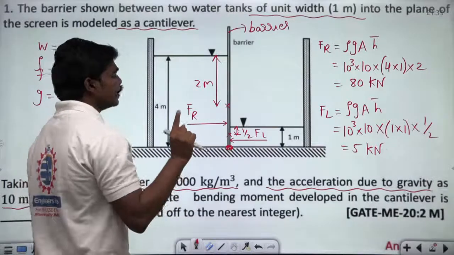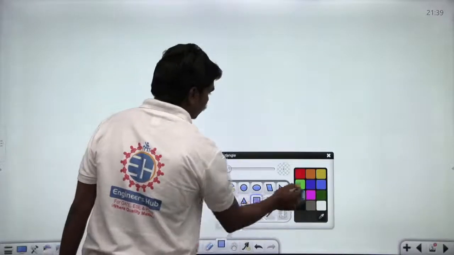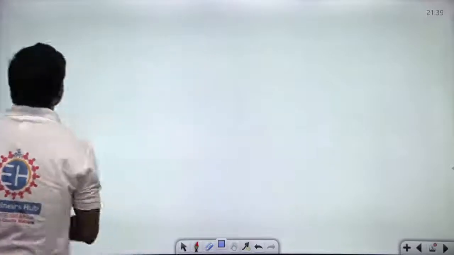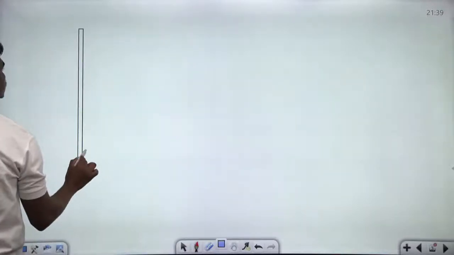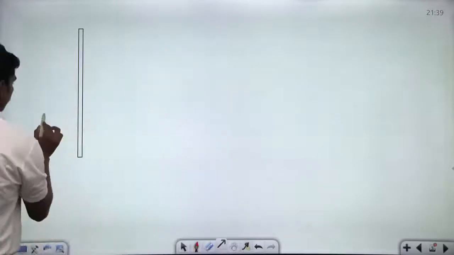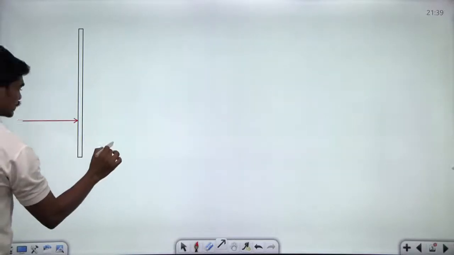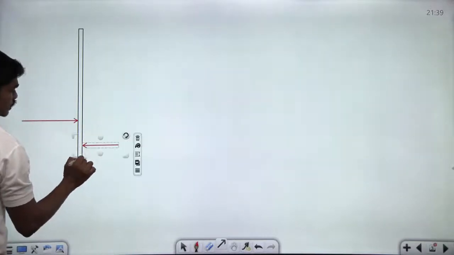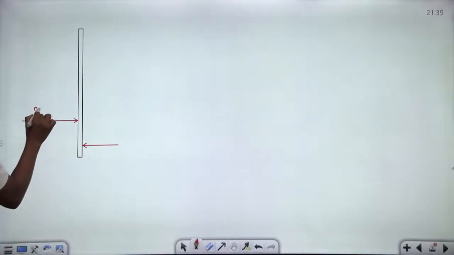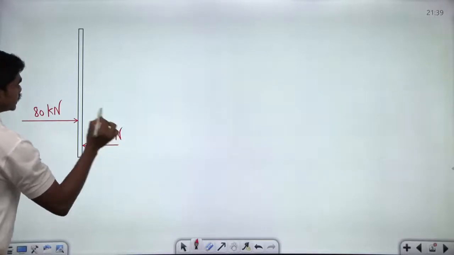But for knowing that, you need to know one thing. Look, let me try to analyze the situation for you. Let me take a different color. So yes, this is your barrier. Now this is a force acting at some distance from the free surface, and this is some other force also acting at some distance from the free surface, correct? So this force we have calculated, this is 80 kilonewtons, and this force is just 5 kilonewtons, correct? This is what we have seen.